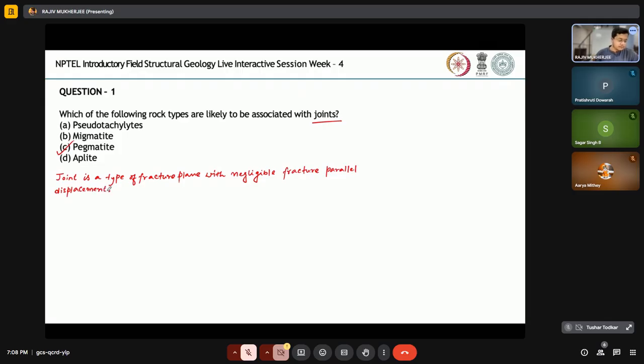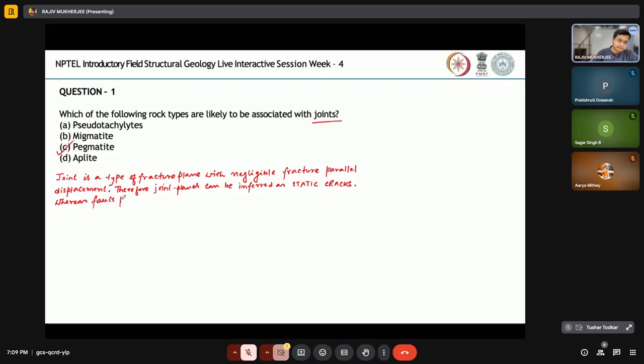Therefore, joint planes can be inferred as static cracks. Whereas fault planes are fractures which experience considerable or appreciable amount of displacement along the fault interface.